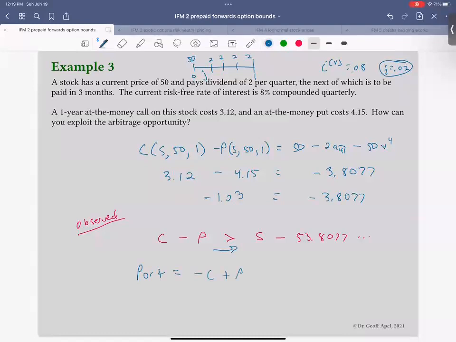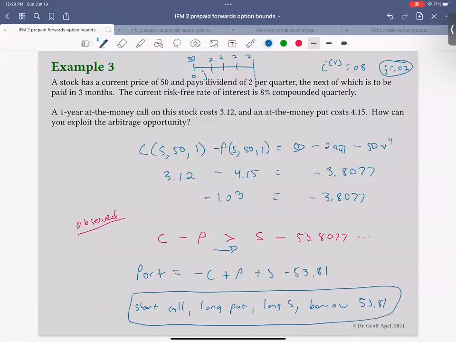Negative call plus put plus S minus 53.81. And that's super nice because I know I'm going to have a short call, long put, long stock, and then minus bond. Long is lend, short is borrow. So I'm going to borrow 53.81 to do it. That's it. I would write the call, purchase the put, purchase the stock, and borrow 53.81 to do it, and that will exploit the arbitrage opportunity for me.